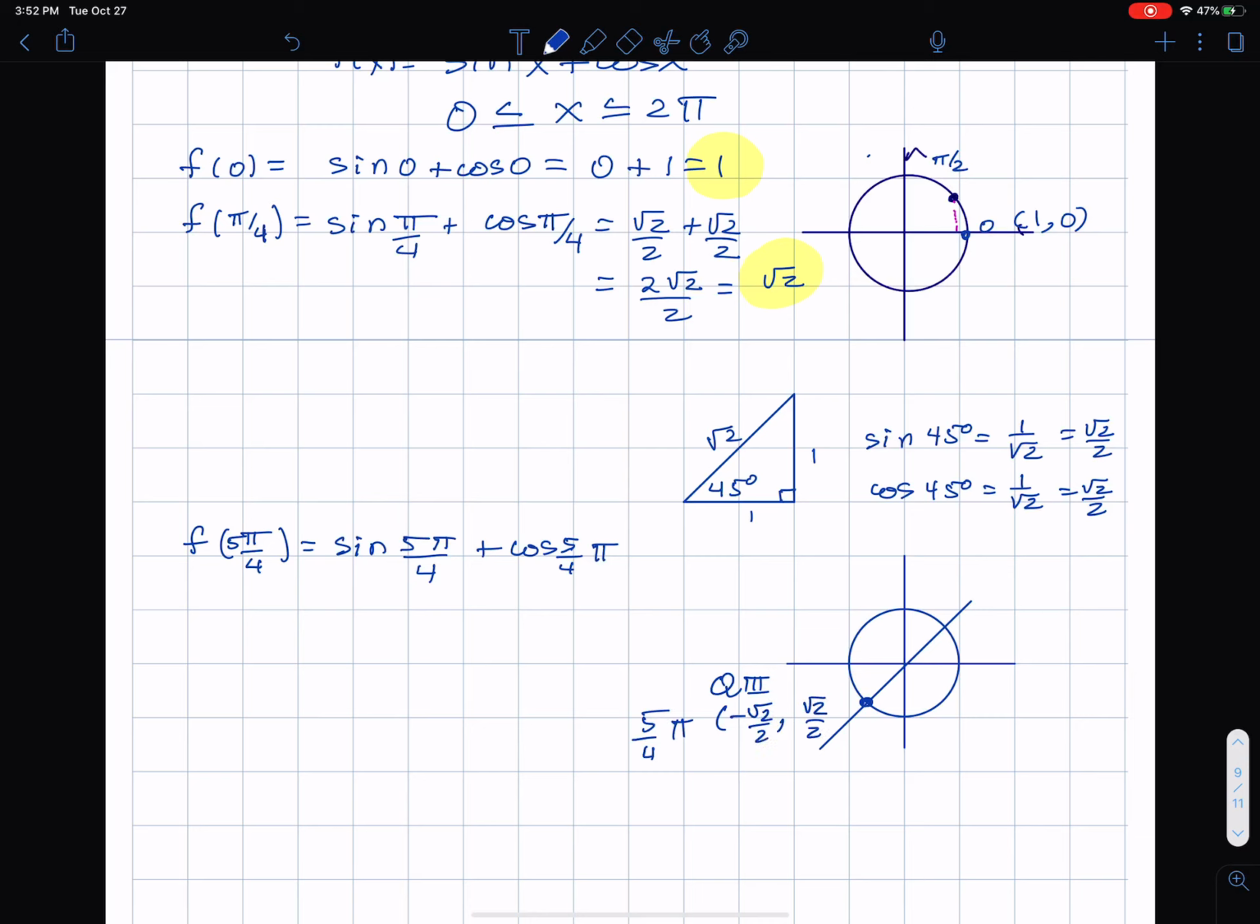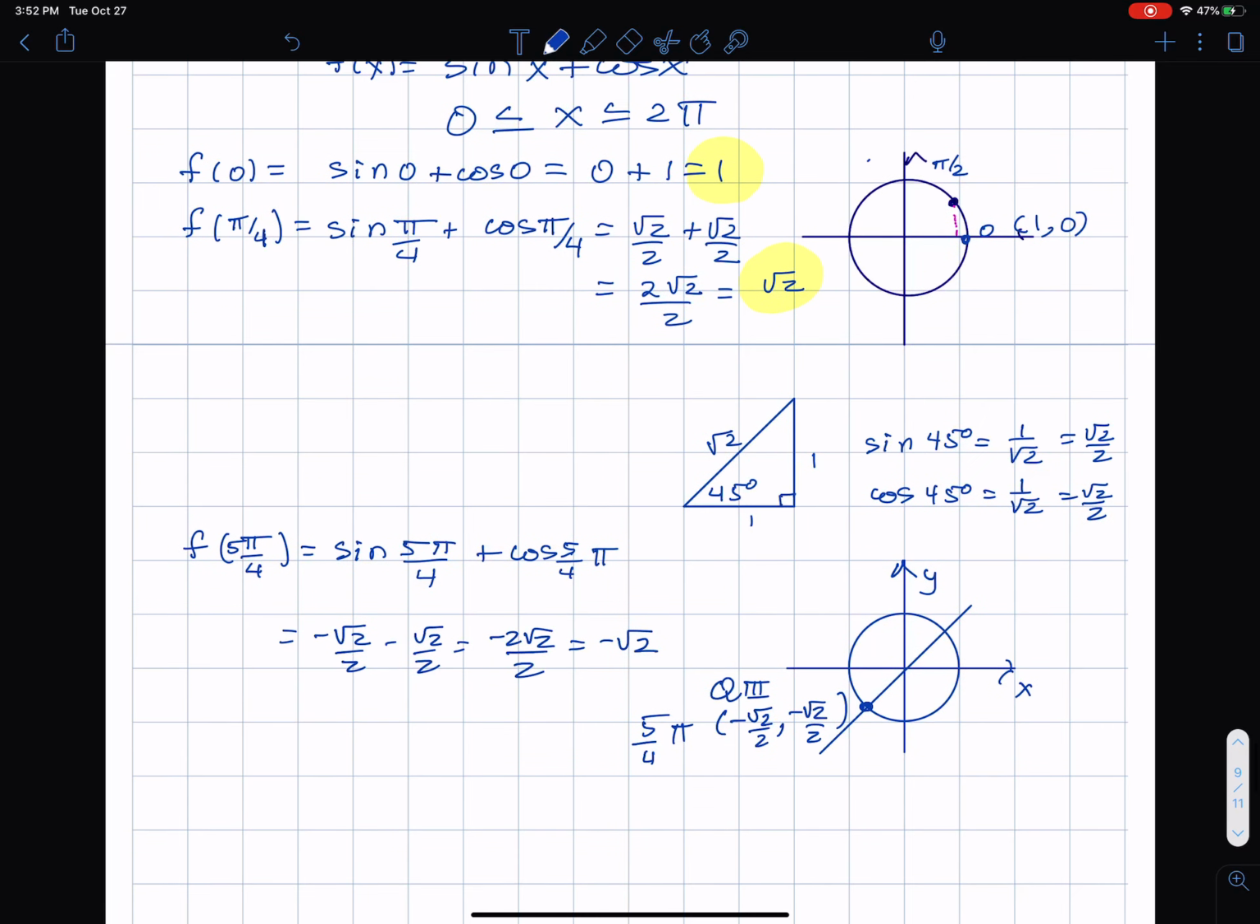However, both of those will be negative, because simply by looking at the plane, the y-coordinate is negative in quadrant 3, and the x-coordinate is also negative in quadrant 3. So I'll have negative rad 2 over 2 minus rad 2 over 2, which makes negative 2 rad 2 over 2, which makes negative rad 2. I can clearly see the negative rad 2 is the least of these three numbers, because the other two are positive.